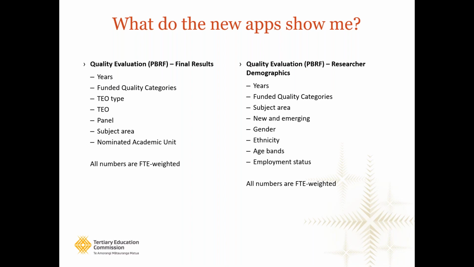We've applied the same suppression rules of not showing the data at the TEO and subject area level and TEO and nominated academic unit level below 7 FTEs. And we'll talk a little bit more about this when we look through the actual apps. The third thing to note is the researcher demographic app is from the historical data sets, but has not been previously reported in our written reports. So this data is actually new and is quite interesting to delve into, and as I said, we'll show you a few of the scenarios as we move through.